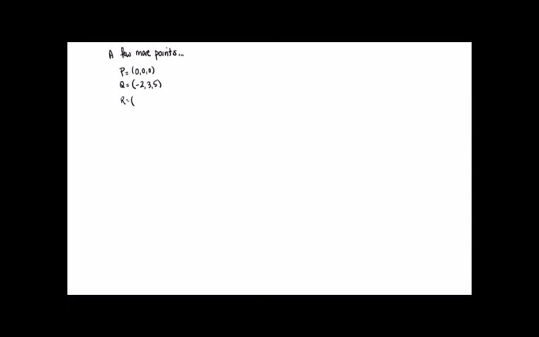R will be, say, 0, -4, -1. S could be, say, 6, 1, -1. To keep us from having to do too many pictures, I'll draw all of them together on one set of axes.